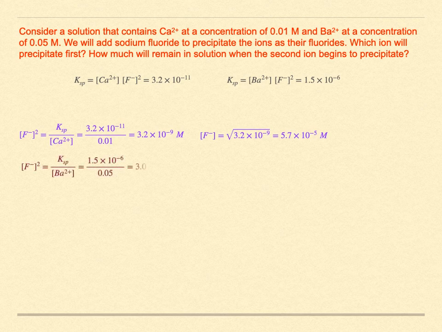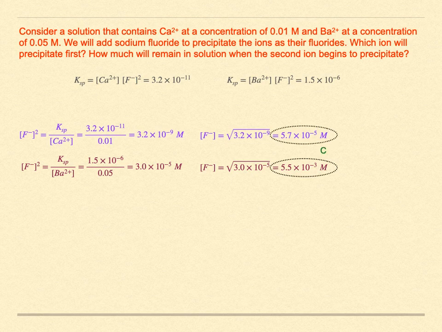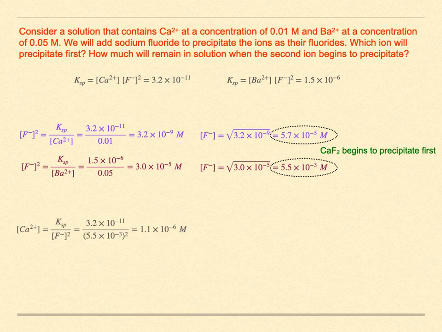For the 0.05 molar barium ion, a fluoride concentration of 5.5 × 10^-3 molar will induce precipitation. Which ion will begin to precipitate with a smaller fluoride concentration? It is the calcium. When the barium is just starting to precipitate, the calcium ion concentration has gone down to 1.1 × 10^-6 molar. It is much smaller than at the beginning, but it's not zero either.